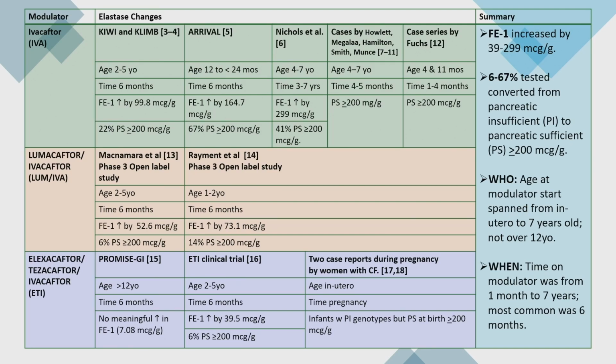The age at which a modulator was started spanned anywhere from in utero all the way up to 7 years old. But importantly, as has already been pointed out, in the PROMISE GI study, children over 12 did not show a significant improvement. And the time that they had been on their modulator when tested was anywhere from 1 month all the way up to 7 years later. But the most common was that 6-month mark done in our clinical trials.